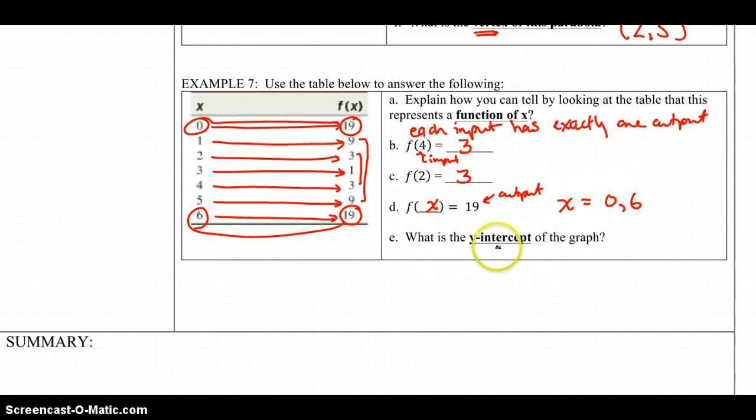The next question asks for the y-intercept. The y-intercept is always of the form (0, y). So we want the output when the input is 0. That is 19. So our y-intercept is (0, 19).